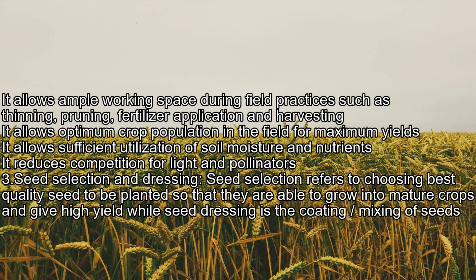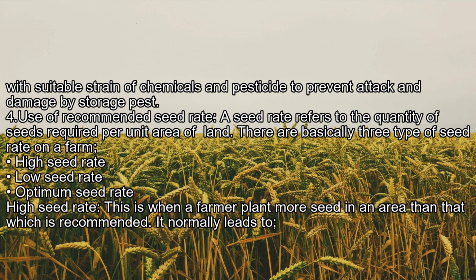3. Seed selection and dressing. Seed selection refers to choosing best quality seed to be planted so that they are able to grow into mature crops and give high yield, while seed dressing is the coating or mixing of seeds with suitable strain of chemicals and pesticide to prevent attack and damage by storage pests.